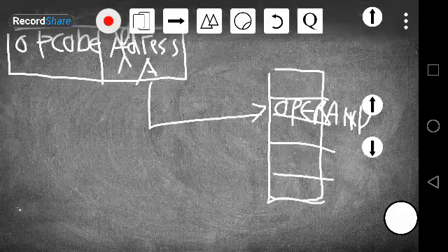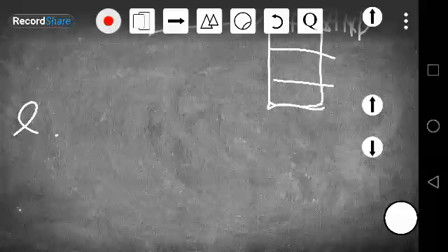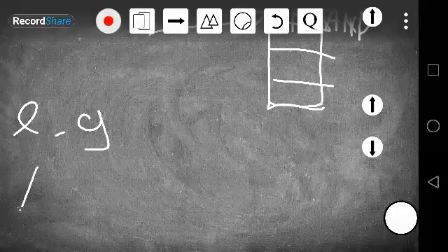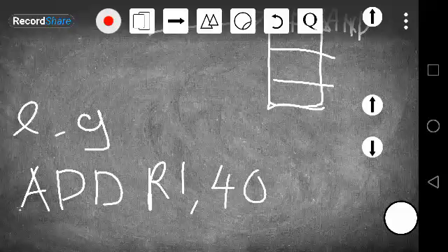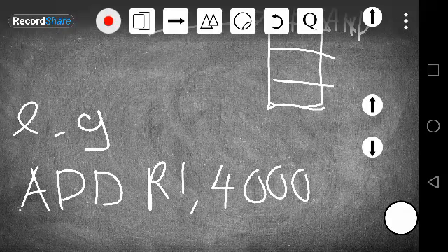For example, we can say add R1, 4,000. Now, what this means is that 4,000 is the address of the operand. So it will simply point to memory at that address, and that is where the data is.